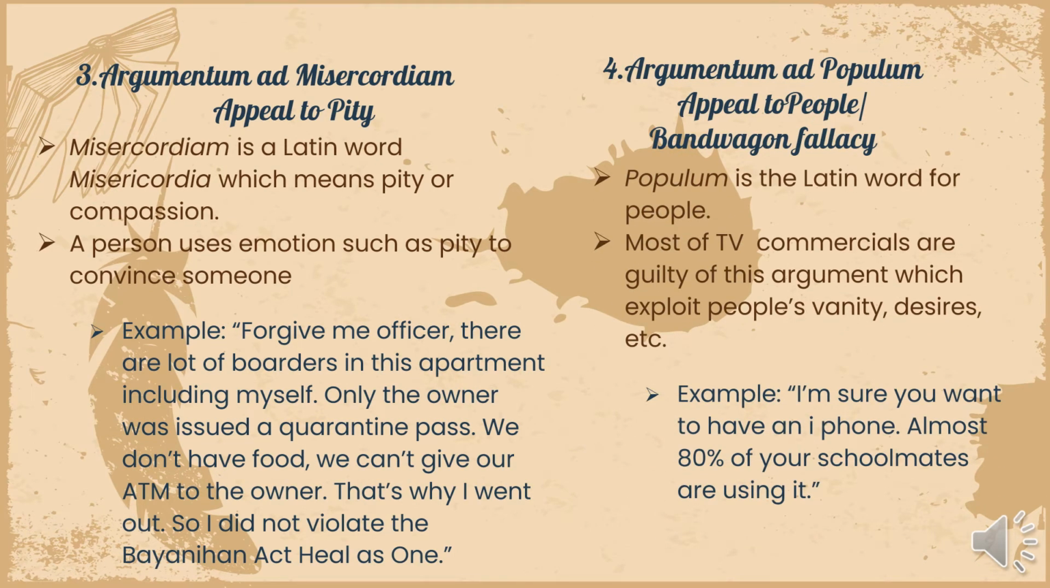Number 3 is argumentum ad misericordiam, or appeal to pity. Misericordiam is from the Latin word misericordia, which means pity or compassion. A person uses emotions such as pity to convince someone. Example: "Forgive me, officer. There are a lot of foreigners in this apartment, including myself. Only the owner was issued a quarantine pass. We don't have food. We can't give our ATM to the owner. That's why I went out. So I did not violate the Bayanihan Act here as one."